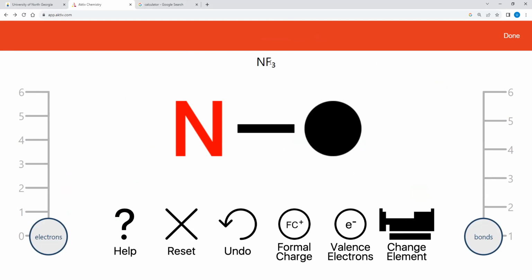So I want to keep that in mind as we go through this. The other starting piece is putting together a skeletal structure, right? Usually that means picking a central atom. How do I know what the central atom of most of these structures is going to be?